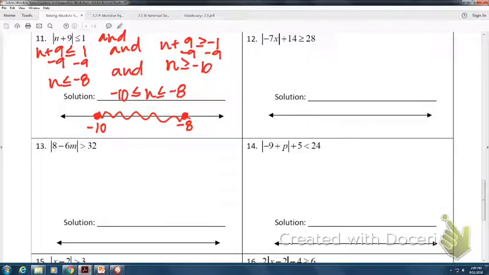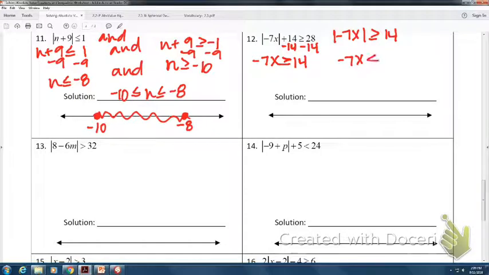Number 12. What's the first thing we have to do? Subtract 14. So I have absolute value of negative 7x is greater than or equal to a positive 14. What are my two inequalities? Negative 7x is greater than or equal to 14, and negative 7x is less than or equal to 14. Very good.